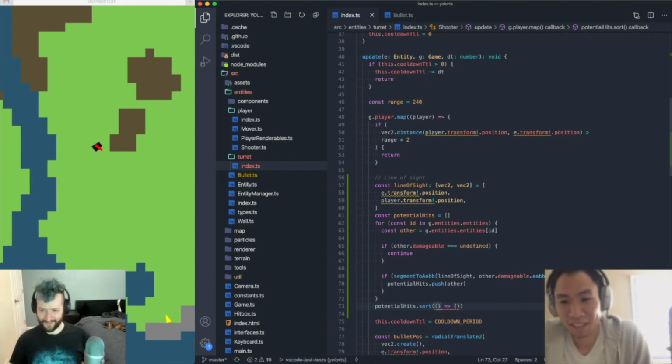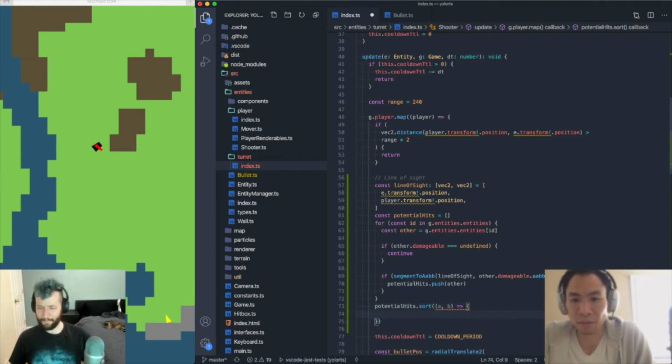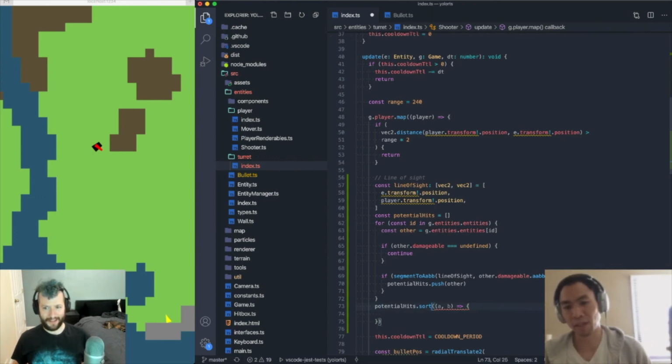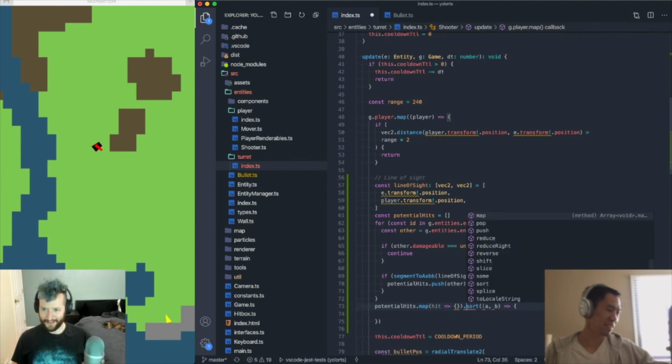So you sort and you get A and B, and these are entities. It's entity A and entity B, right? I was just thinking that this actually does a lot of vec2 distance calculations, when in fact we only need to do it once each time. Oh, that's why you're going to do the map. I was going to map it and just do this once. Yeah, that is totally fine. Because then the sort is A minus B.